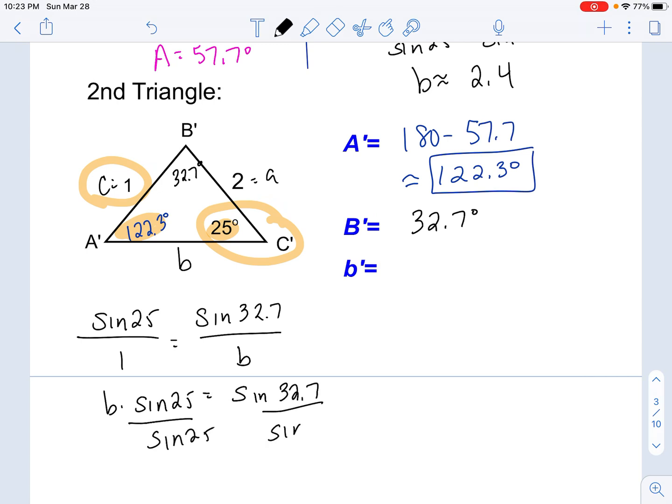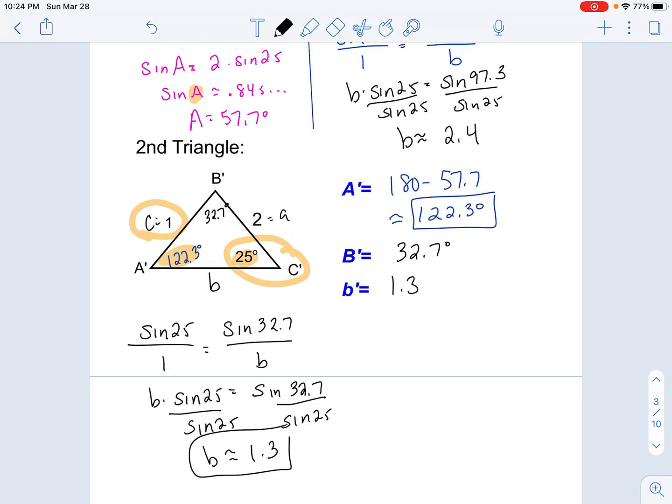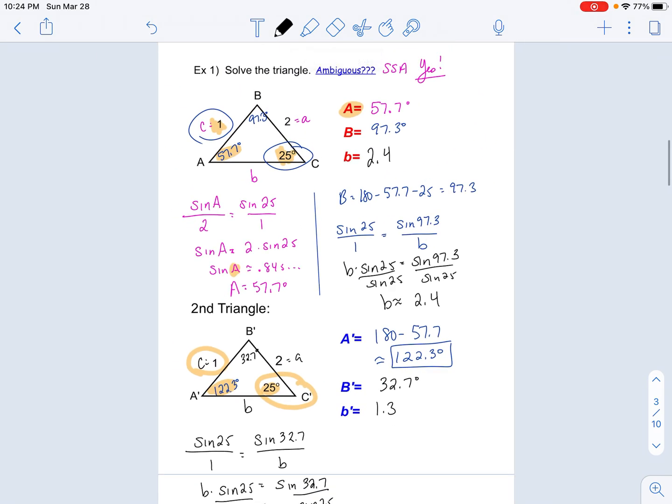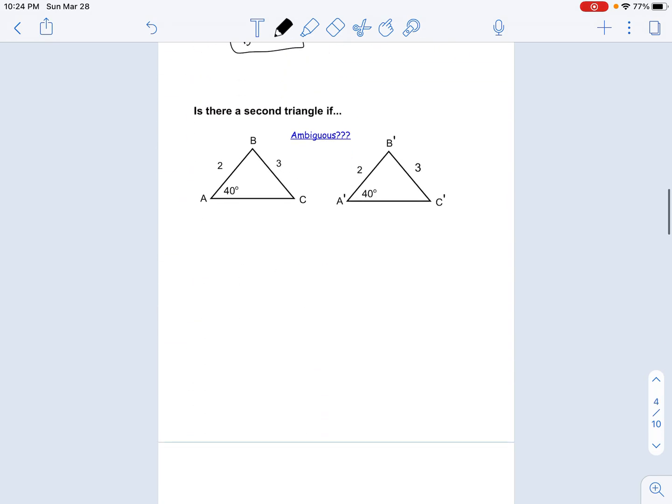And again, divide both sides by sine of 25. So in my calculator, I do sine of 32.7, close the parenthesis, hit enter, divided by sine of 25. And that gives me approximately 1.3. So 1.3 for b. And there we go. So again, two triangles were possible, and we had to find all of that information for both of those triangles. So yes, it can be somewhat annoying when there's two triangles because it's basically two problems in one.